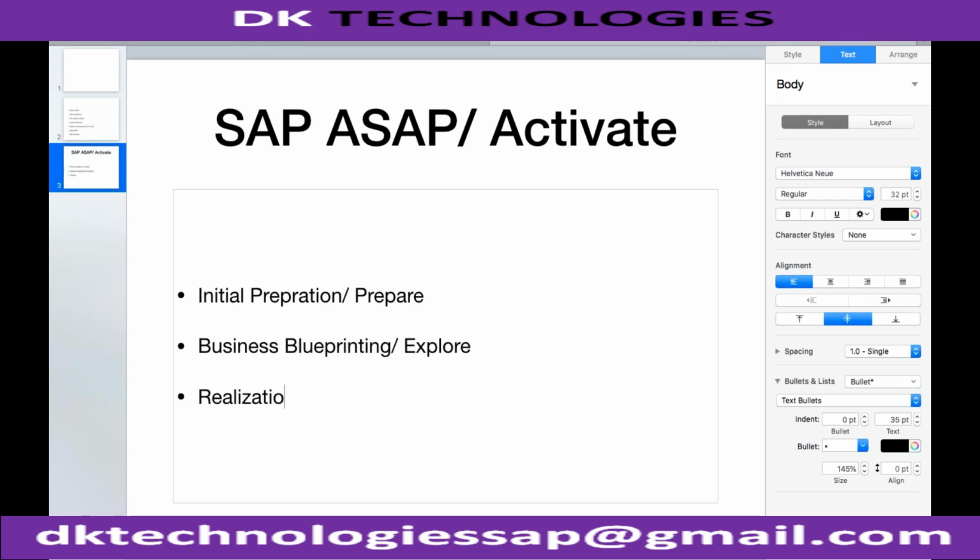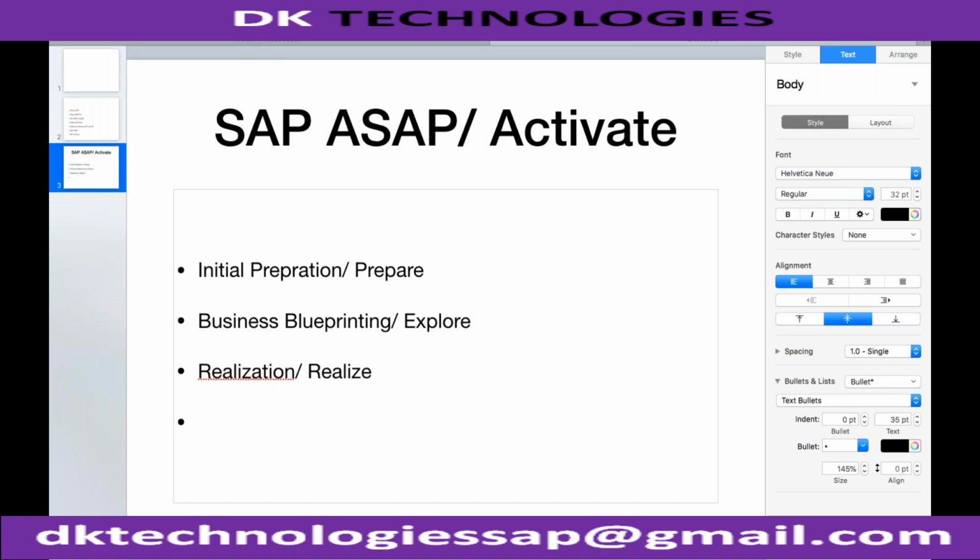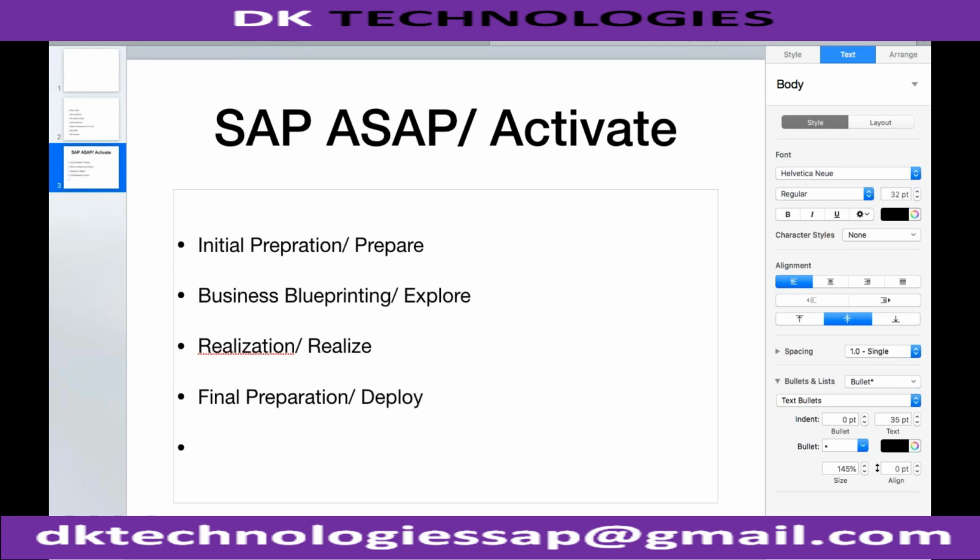Realization is called Realize in SAP Activate. What is the next one? Final preparation, which in ASAP is called Deploy in SAP Activate. And the last one is Go Live. When you start doing the transactions in the system, you go live, and it is called the Run phase in SAP Activate.